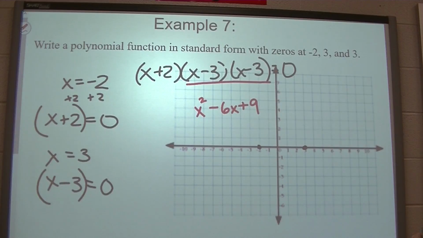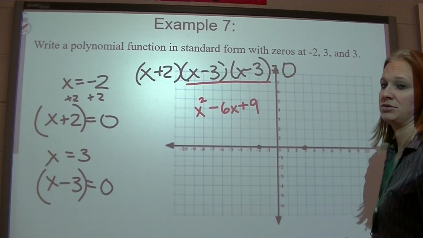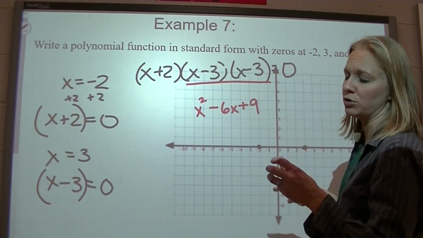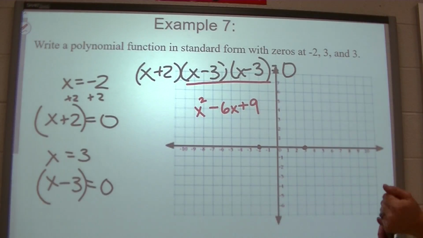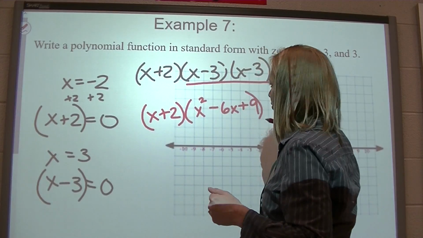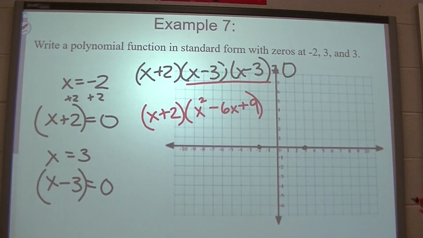If you don't trust me, do it. Pause the video and go ahead and do it off to the side using FOIL or distributing each term in one parentheses to the other set of parentheses, and you'll get the same thing. So really this is x plus 2 times x squared minus 6x plus 9.